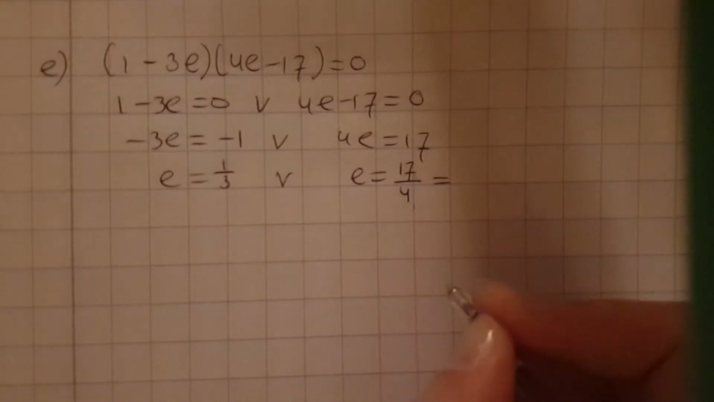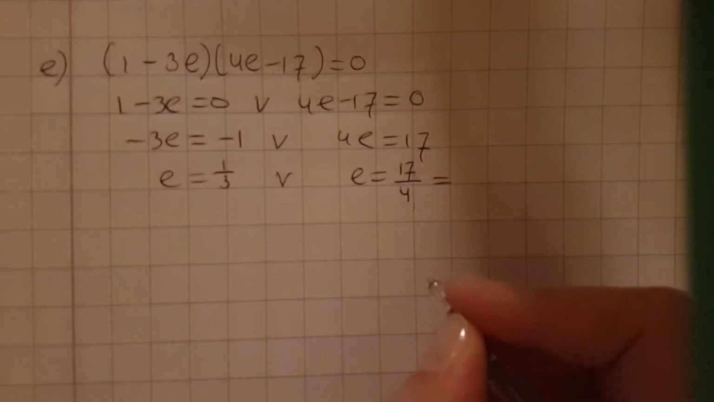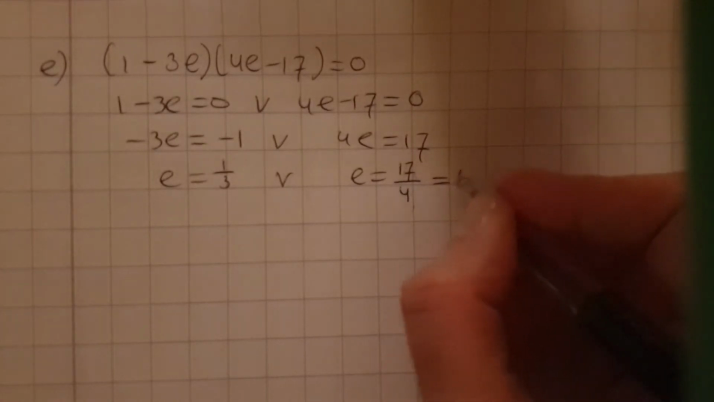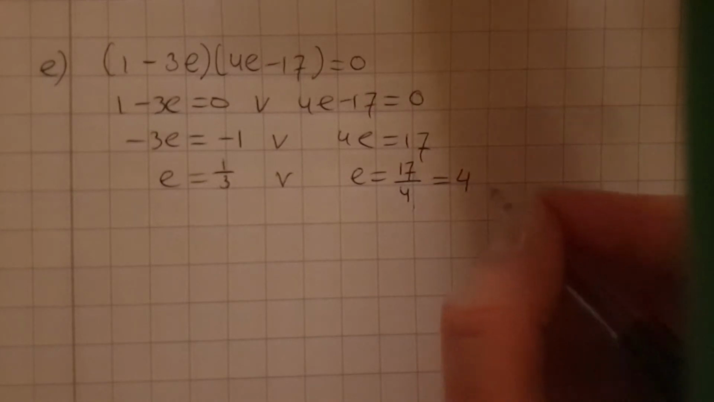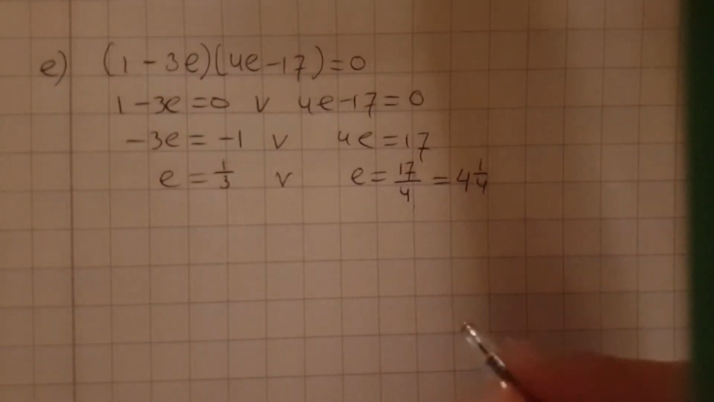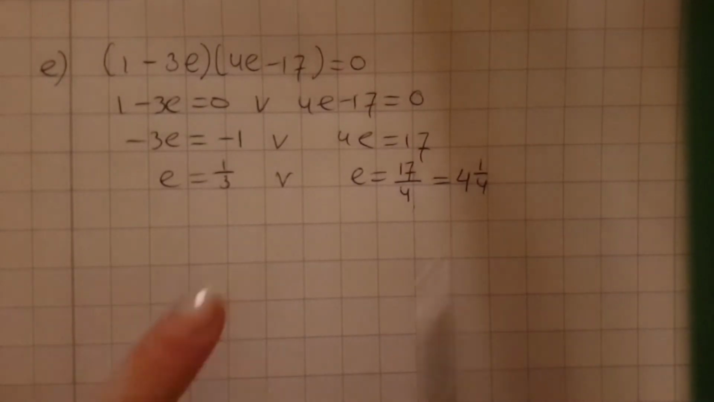And then you can simplify it. I know that 16 divided by 4 is 4. So there are 4 whole numbers in it. And then the leftover is 1/4. It also gives you 4.25 on the calculator. So two solutions here.